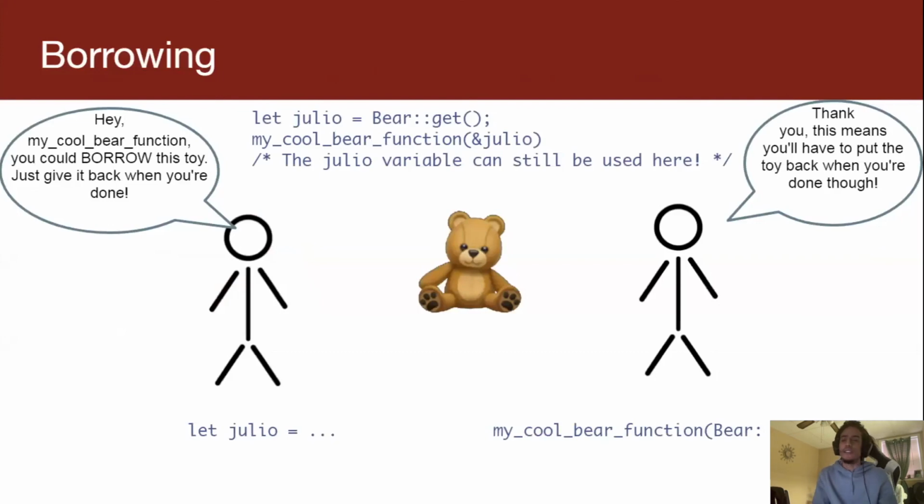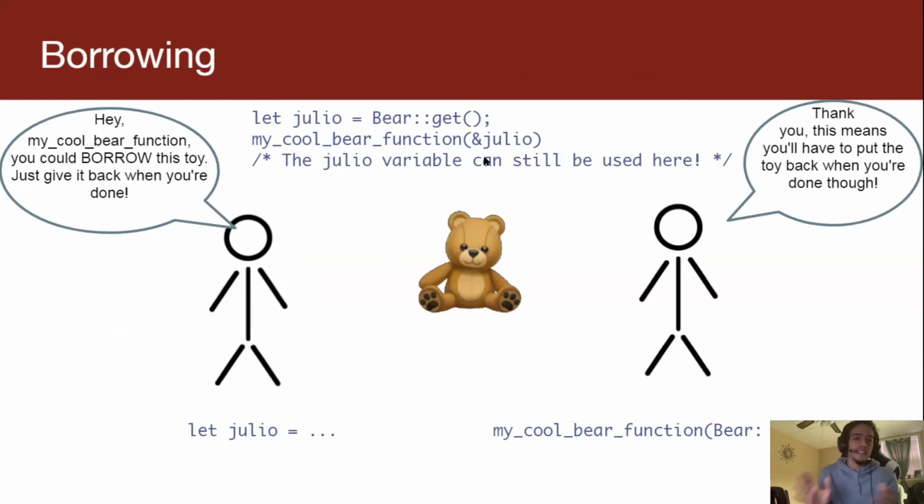So you can imagine here, maybe I own my toy, and maybe I want to give it to someone else for just a little bit. Maybe they could do something with it, they could print it, whatever. Then afterwards, they should give that back to me because it belongs to me. And so you can imagine here, we have let void equals bear get. We call the function, but this time with an ampersand.